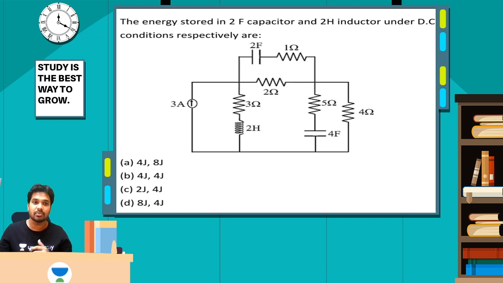So this is the question that appeared in this combat exam from network analysis. The question is very simple. The energy stored in the 2 farad capacitor and the 2 Henry inductor under the DC condition. What is the energy stored by this element and by this element? Before going to that, you should know that for DC, inductor acts as short circuit and capacitor acts as open circuit. So let's redraw this circuit by replacing inductor with short and capacitor with open.